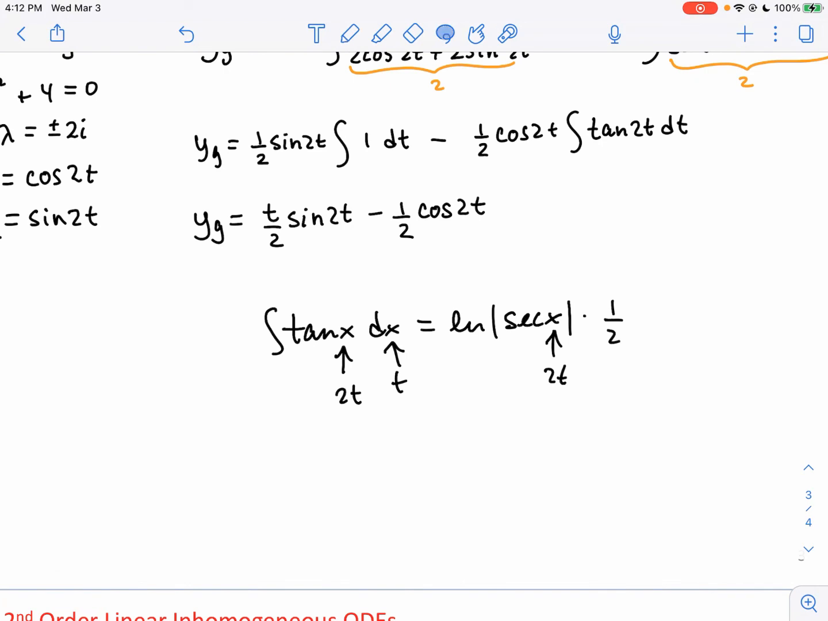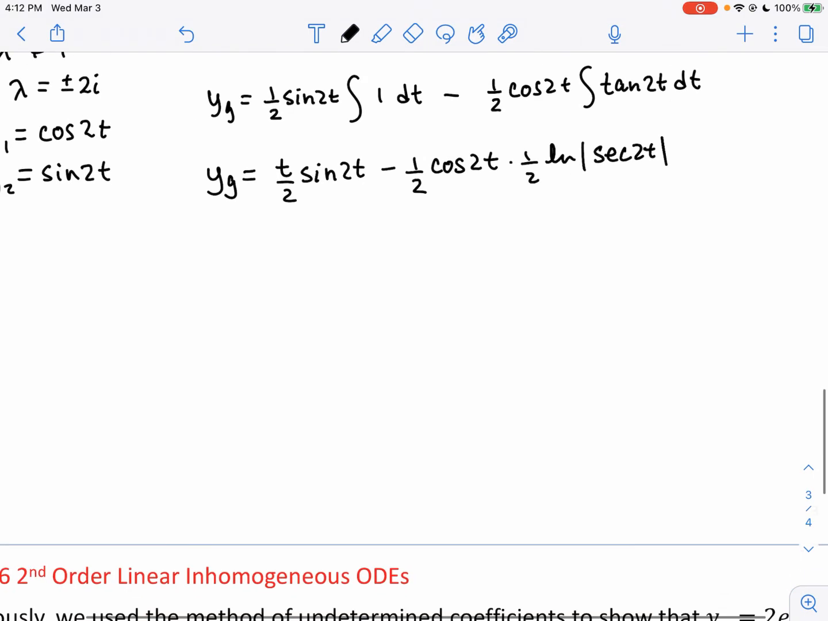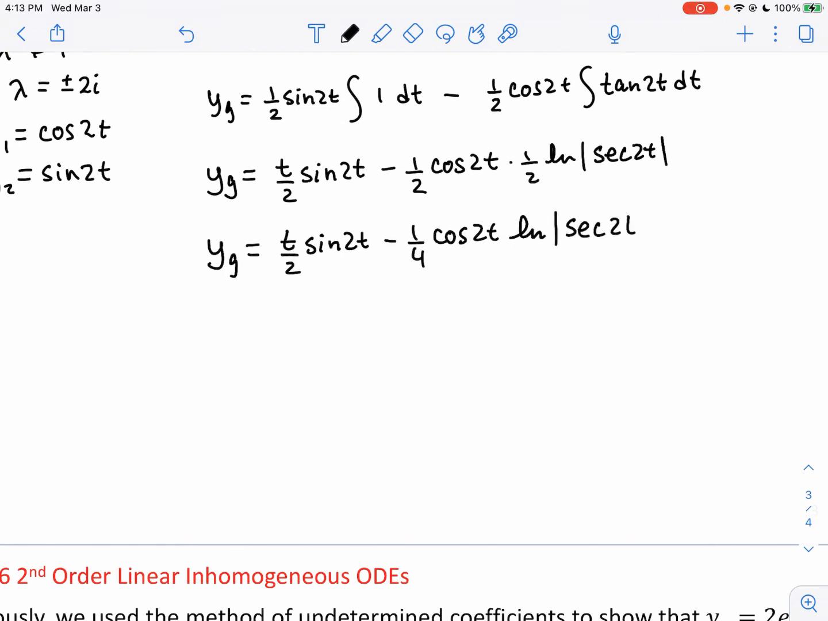You could do a formal u substitution here to do this, but with enough practice, we can just give an answer here. It's going to be 1/2 natural log of the secant of 2t. Okay, so our y sub p in the end becomes t halves times sine 2t minus 1/4 times the cosine of 2t times the natural log of the absolute value of the secant of 2t.